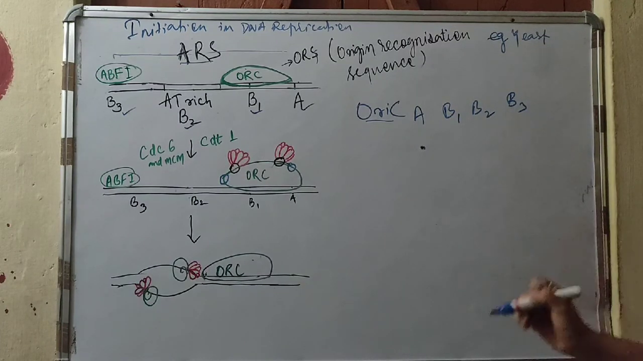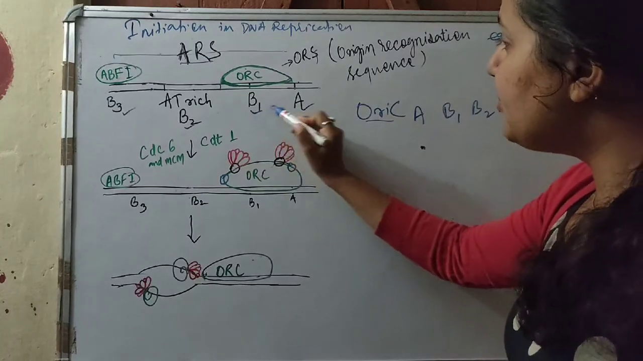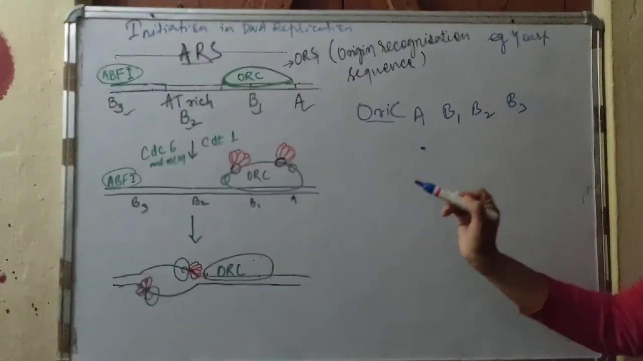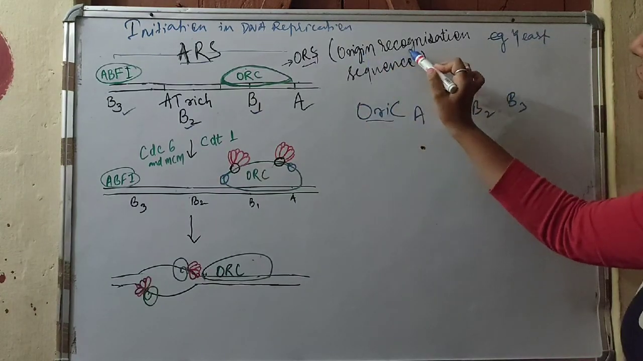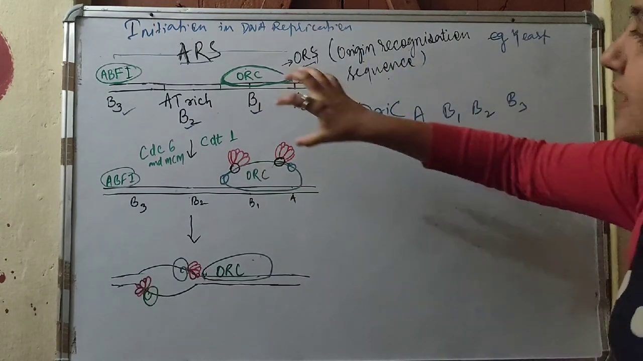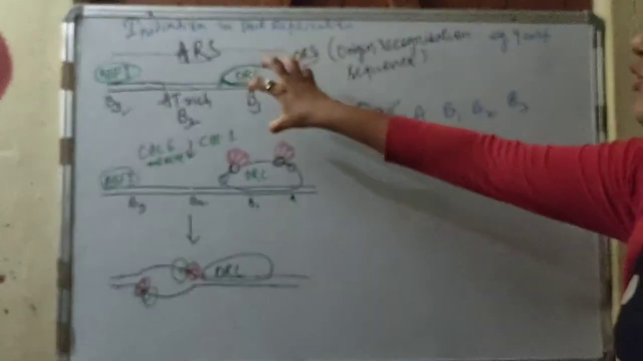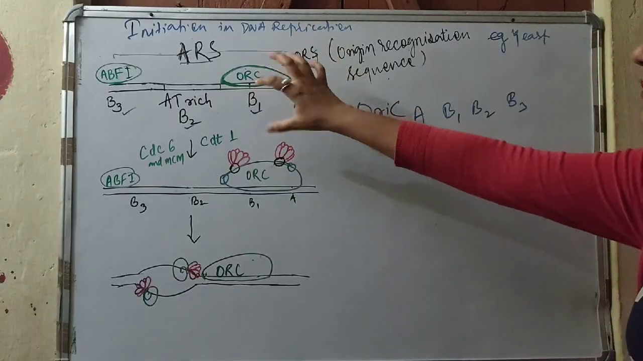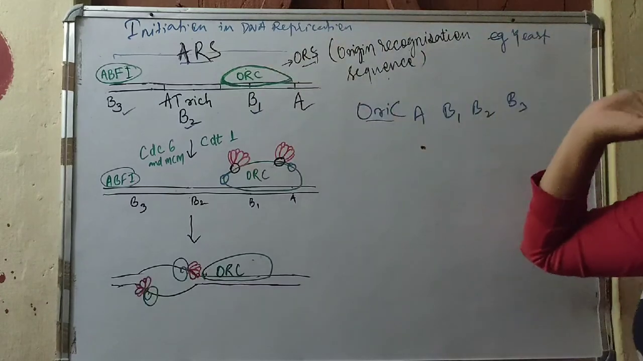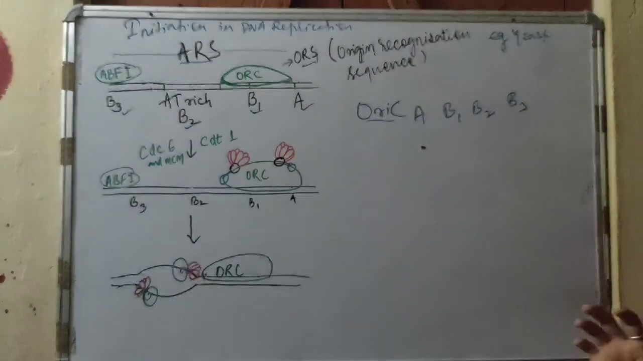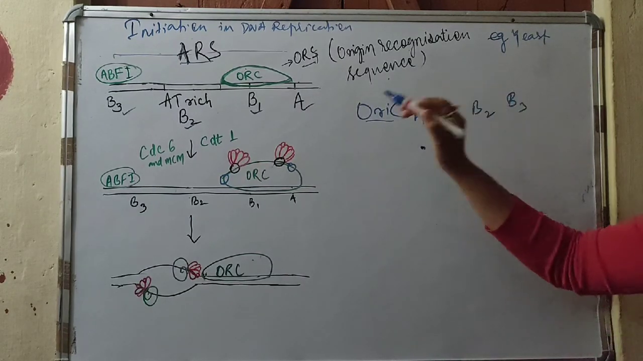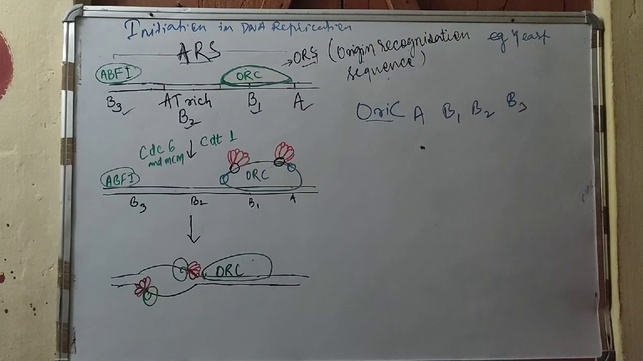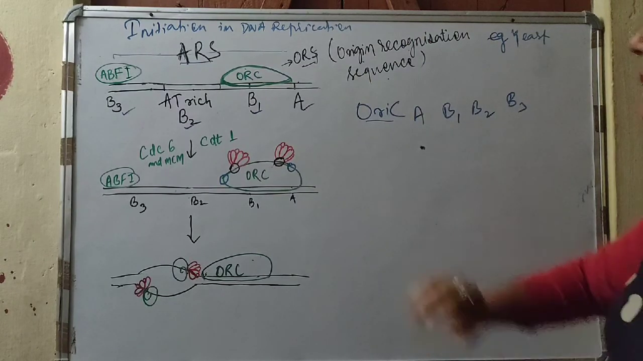Now let us see what happens here. Domain B1 and domain A are known as the ORS. ORS means origin recognition sequence, because these two domains, these sequences, are responsible for the recognition of the main initiation point. Likewise, in E. coli we have an origin recognition sequence. In the same way, here also we have an origin recognition sequence.